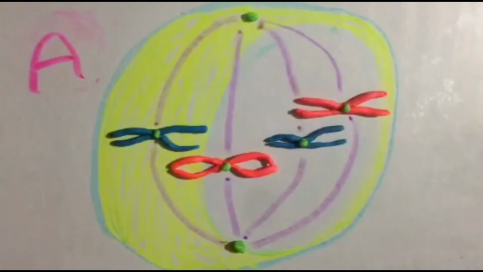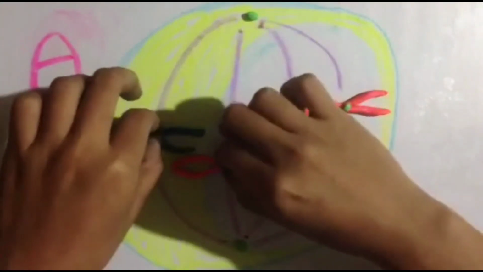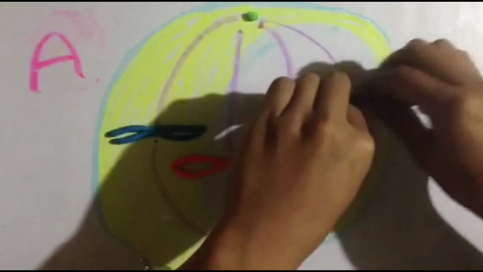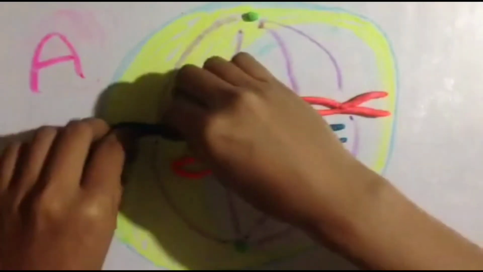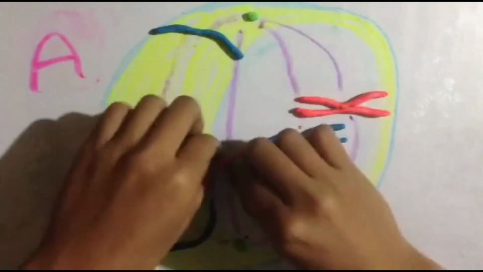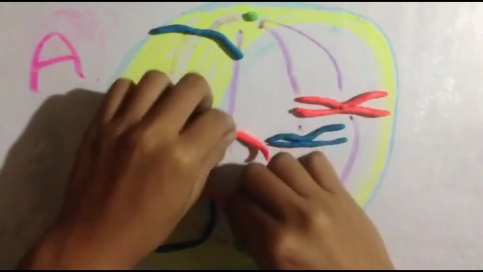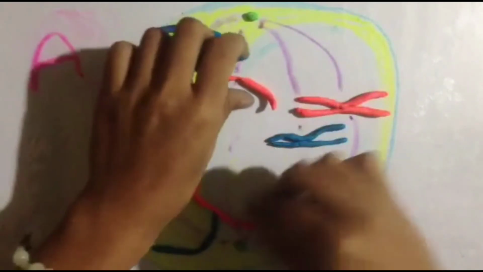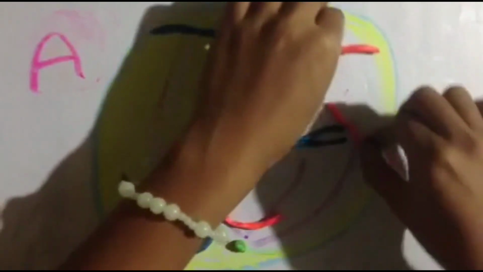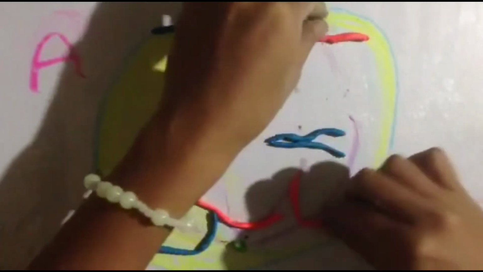The next phase is anaphase. During the third phase, the spindle fiber is now shortened and the sister chromatids separate. Additionally, the poles of the cell move further apart, causing the sister chromatids to pull apart.